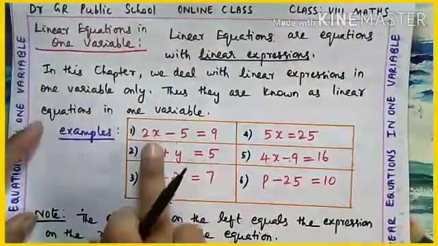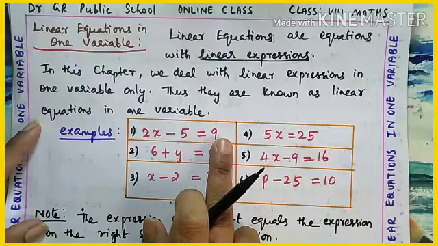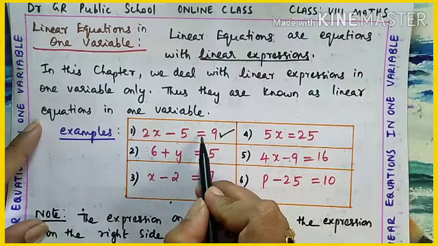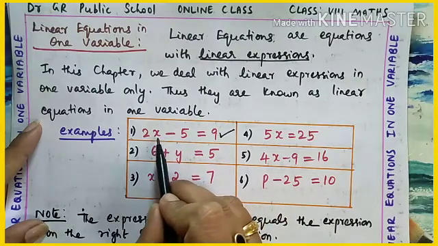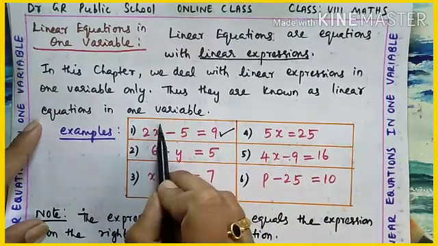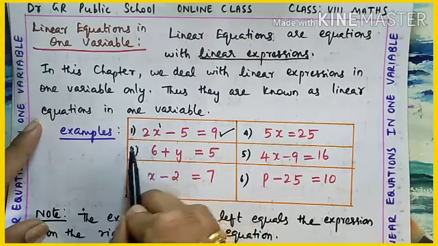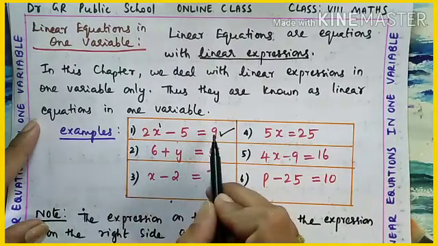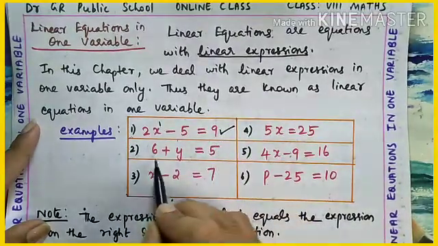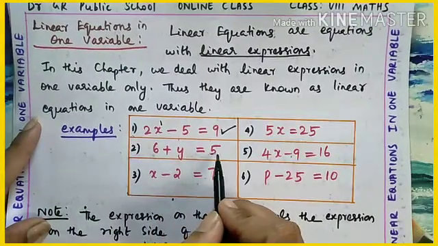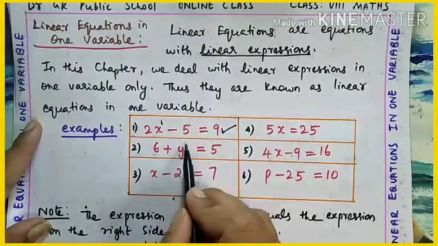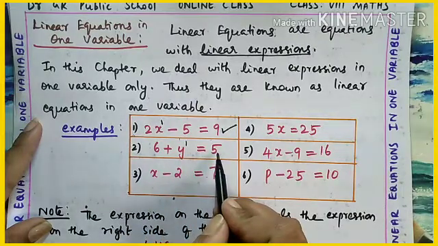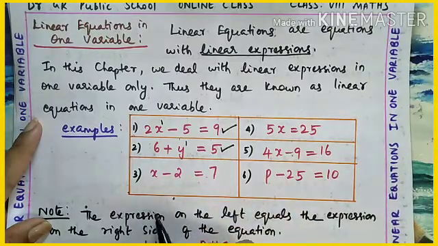You see here 2x minus 5 equal to 9. This is a linear equation because there is an equal to sign, and on this side there is only one variable and its power is 1, correct? Because the power is 1, we call it a linear expression equal to a number. So this is totally a linear equation. Similarly, 6 plus y equal to 5. Who is the variable here? y. What is the power of y? 1. So this is also a linear expression equal to a number, so this is also a linear equation.